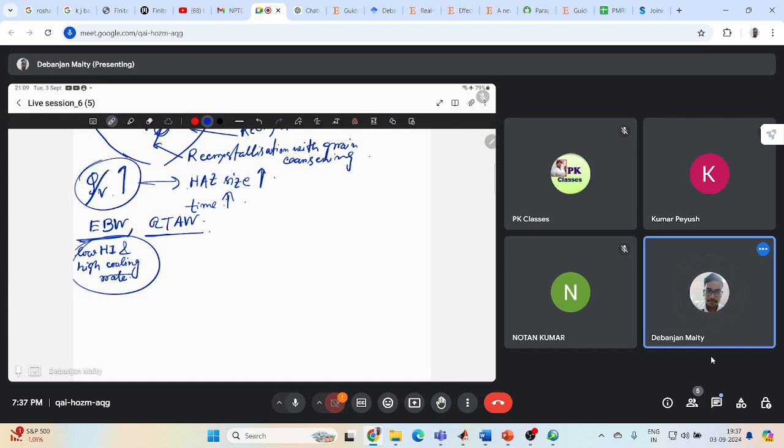From this concept, heat input per unit length, yes, high energy density in EBW. Right.